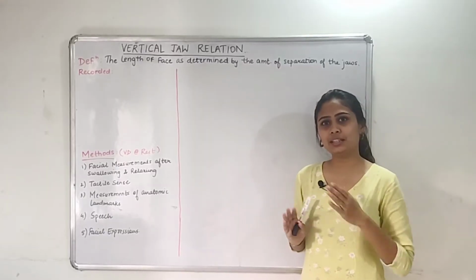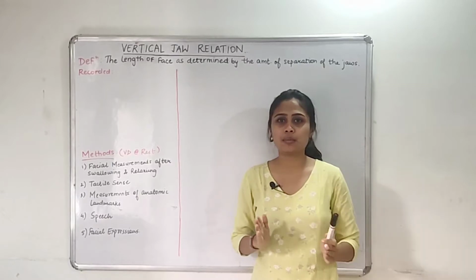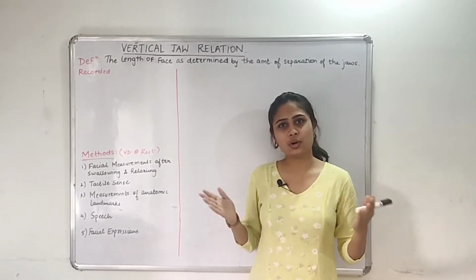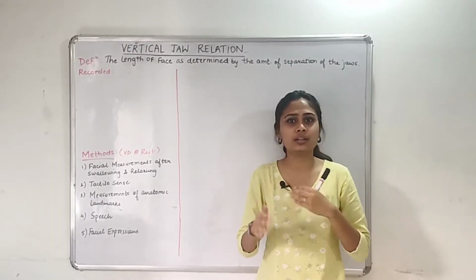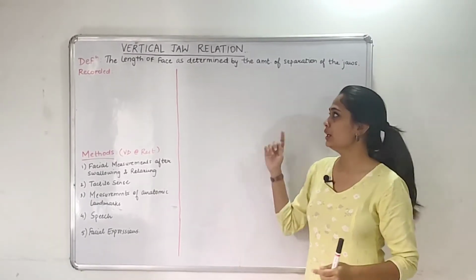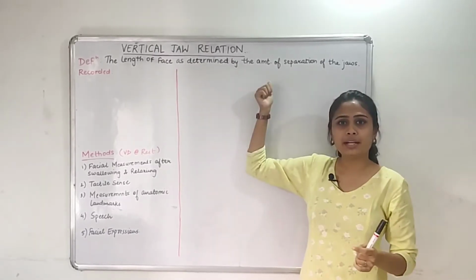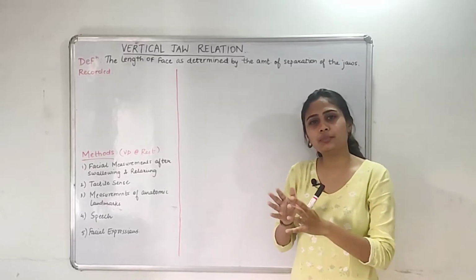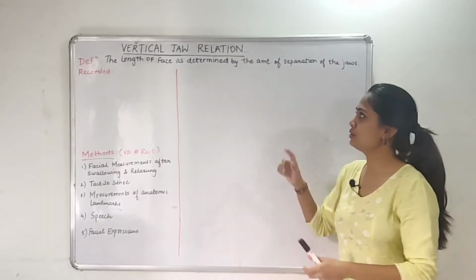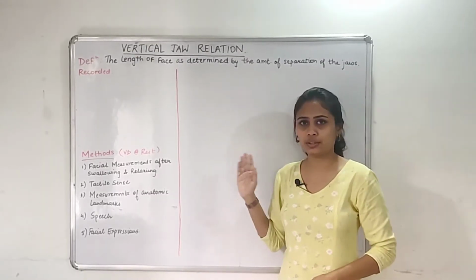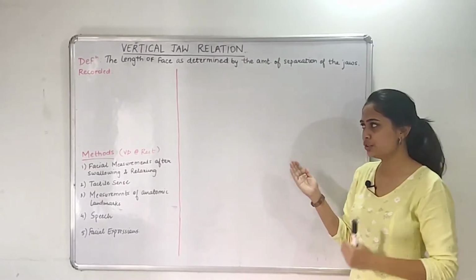So what is basically a vertical jaw relation? The length of the face as determined by the amount of separation of the jaws. As we all know, the maxilla is locked with the cranium. It is not a movable jaw or movable bone. So the length of the face, from the whole face, is determined by the amount of separation of the jaws. Here we are basically talking about the separation of the mandible from the maxilla. So this is the definition for vertical jaw relation.